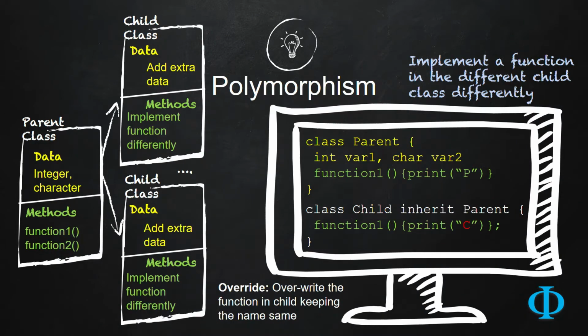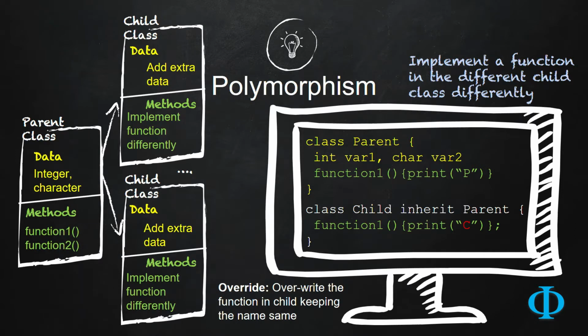The next most important property of object-oriented programming is called polymorphism. The name polymorphism means that a particular piece of code can have different types of meaning, or it can perform different types of operation. The similar type of code is performing different types of operations, and that's why it is called polymorphism.